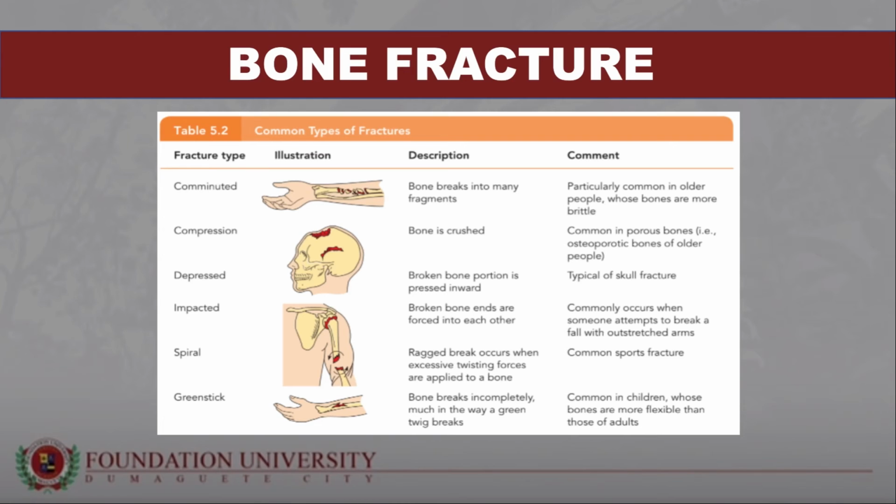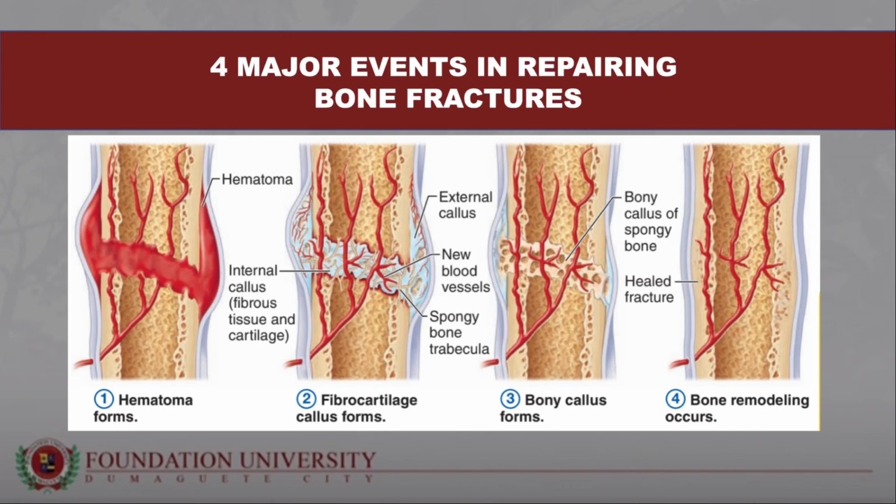Spiral. A ragged break that occurs when excessive twisting forces are applied to a bone, common in sports. And last is greenstick. Bones break incompletely, much in the way a green twig breaks, common in children whose bones are more flexible than those of adults.